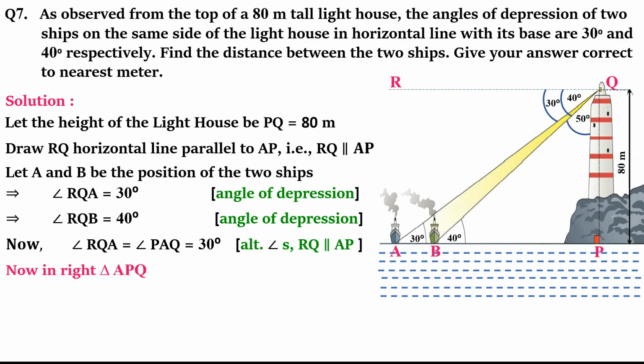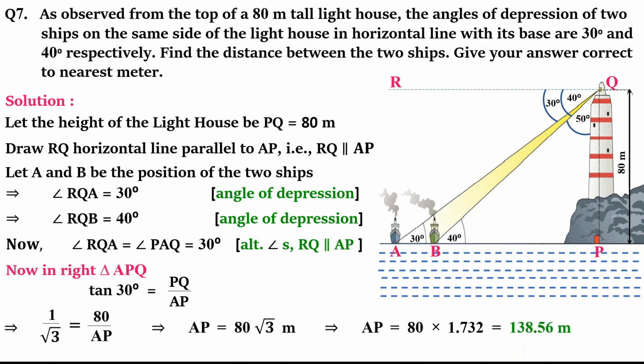So first of all, I am taking triangle APQ. The height, perpendicular, is known, 80 meter. AP is the base. So yes, I will use the T ratio tan 30 is equal to PQ upon AP. Tan 30 is a standard angle, so I will use a known value. I will not make use of the trigonometrical table. So 1 upon root 3 becomes equal to 80 upon AP.